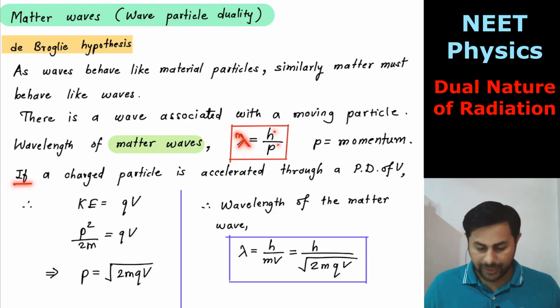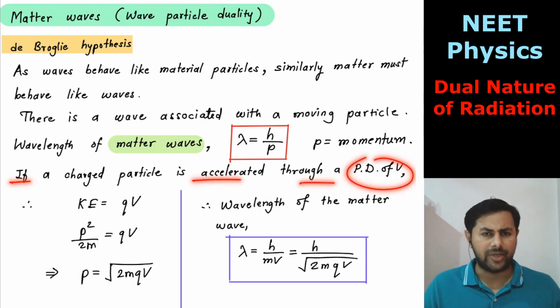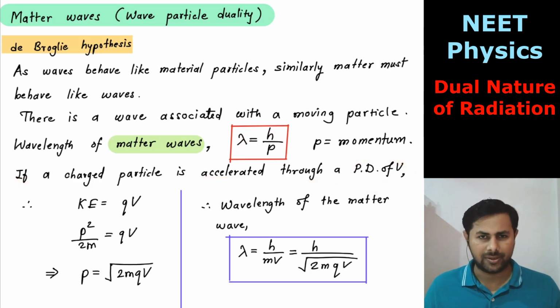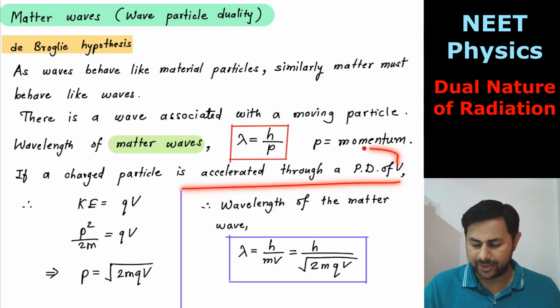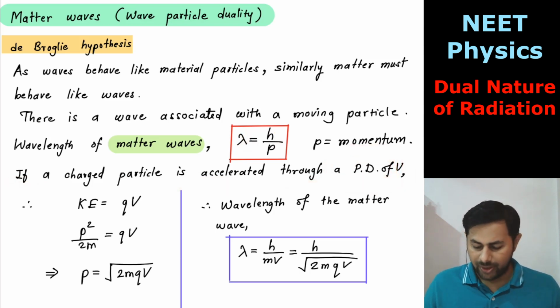Next, if a charged particle is accelerated through a potential difference of V, then what would be its wavelength? What would be the wavelength of the matter wave of that particle? So the kinetic energy of the particle would be equal to what? The potential energy used, sorry, not to charge the particle. So the kinetic energy of the particle would be equal to what?